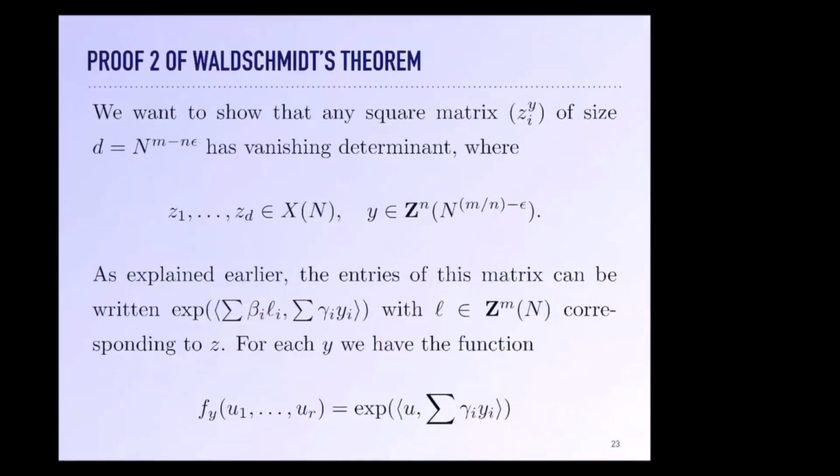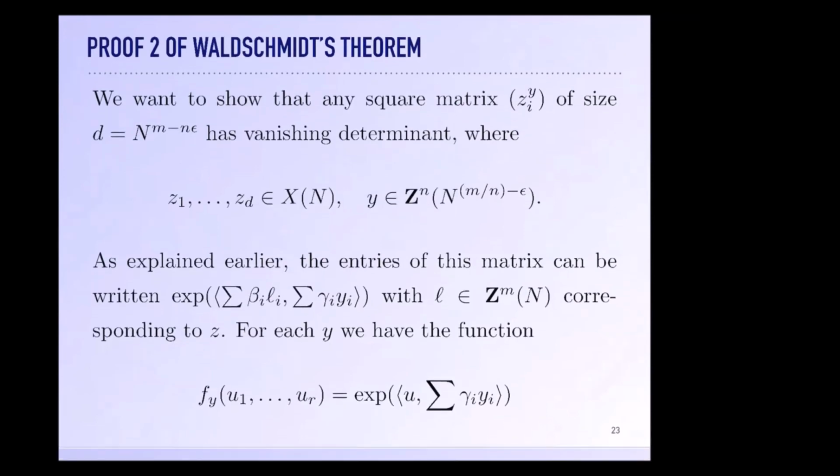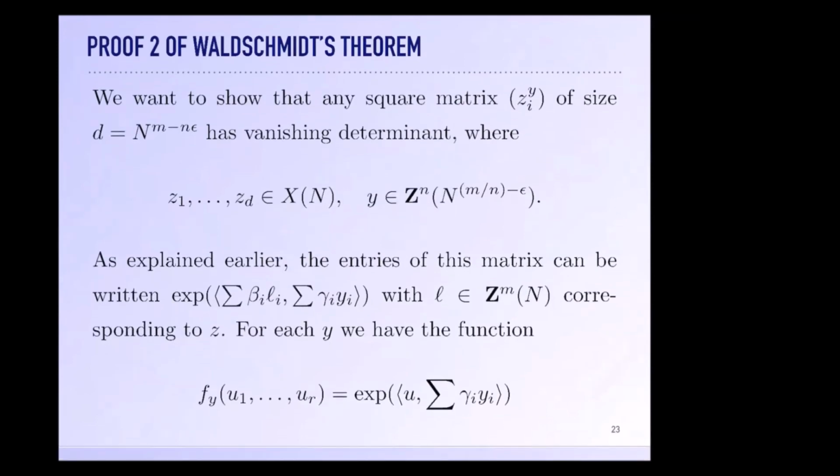Okay, so now we can finally do proof 2 of Waltzman's theorem. We have this matrix L, this very huge matrix of z_i to the y_i, and we want to show that for any square matrix of size n to the m minus n epsilon, the determinant of that matrix vanishes. So z1 through zd. This is an interpolation determinant.